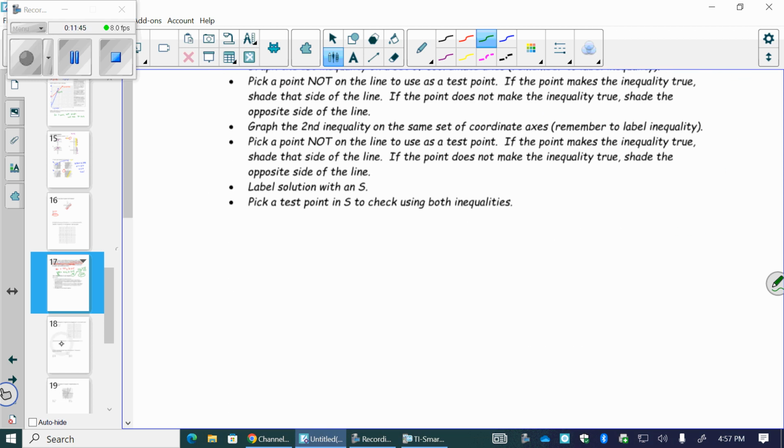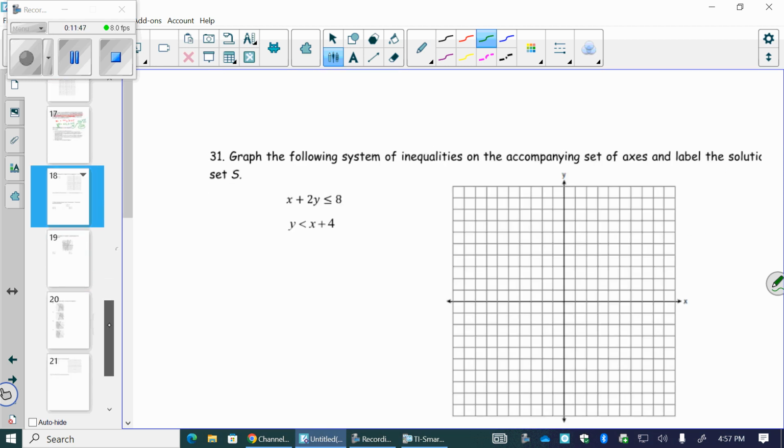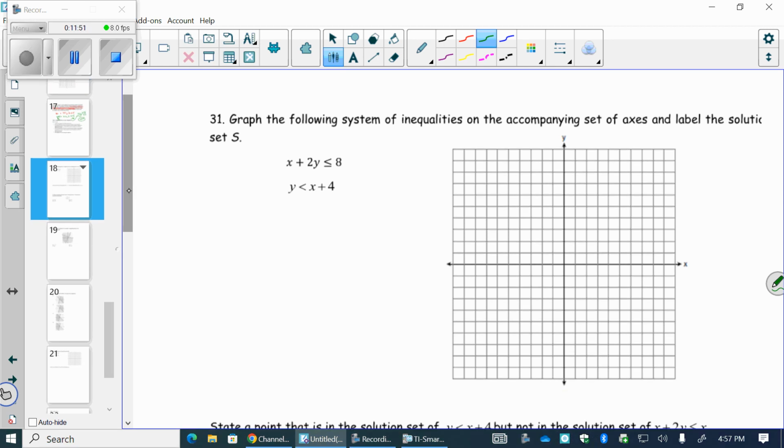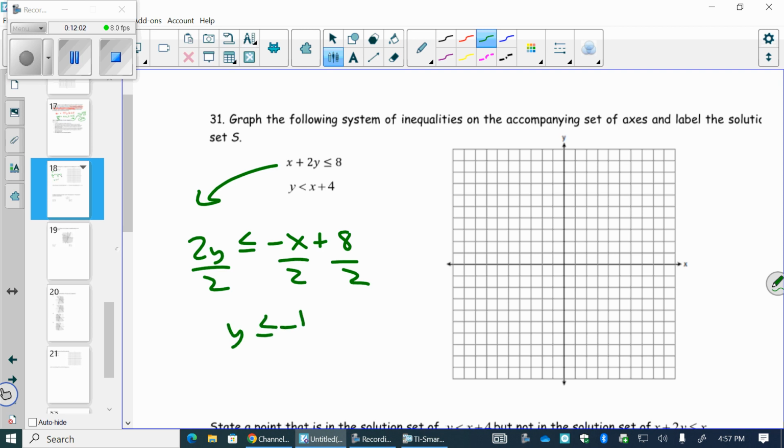Okay, almost done here. Just a few more things to do, right? So graph the following system of inequalities. Let's take this first one. I'm going to move x over. So 2y is less than or equal to negative x plus 8. Divide by 2, divide by 2, divide by 2. y is less than or equal to negative a half x plus 4.